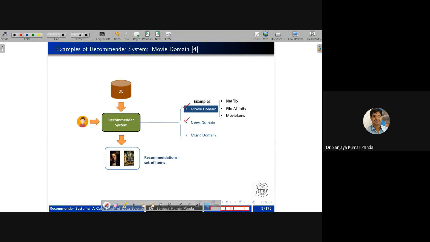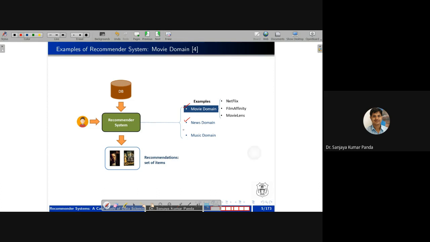Similarly, you can see the recommendation system can also be applied in the news domain. Different types of news are there. News is related to entertainment, sports, politics. So one user may tend more towards political news, and another towards entertainment news. Based upon the interest of the user, you can suggest the latest news. If a user is interested in political news and something happened recently in politics, you can suggest that to that particular user. So there also we are applying the recommender system.